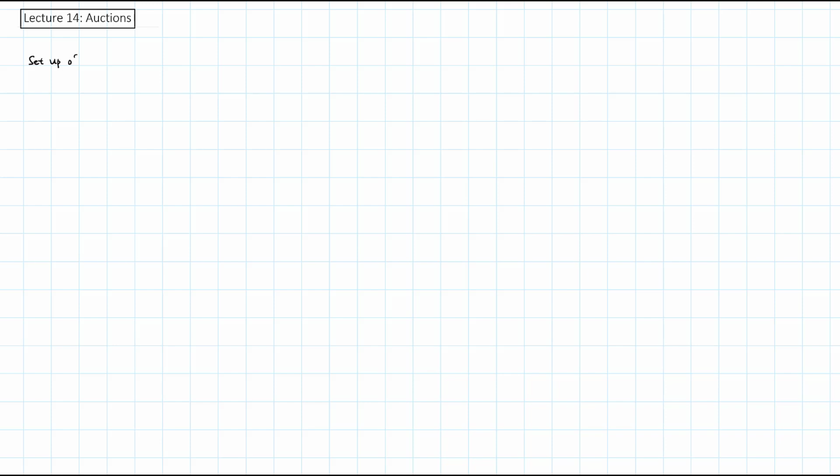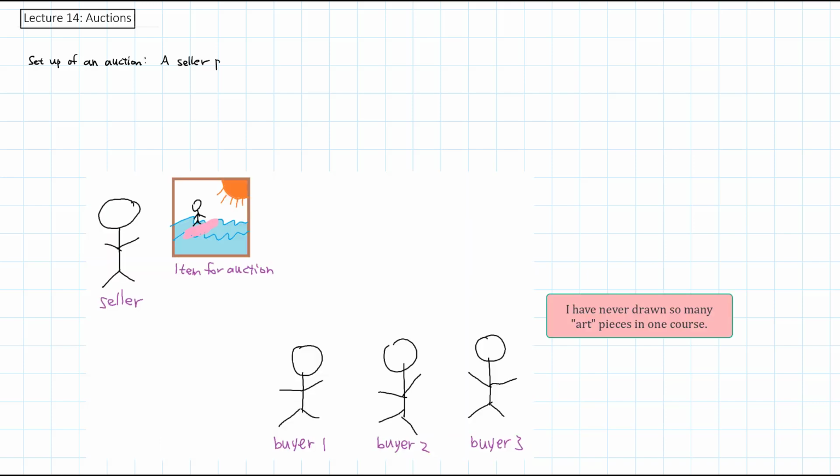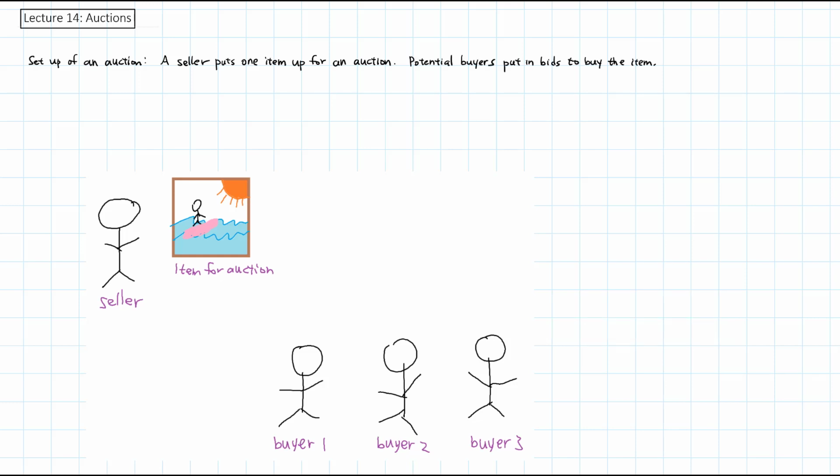Let's first look at a general setup for an auction. A seller puts one item up for an auction. Potential buyers put in bids to buy the item. The seller decides who wins, usually the highest bidder, and the price they pay.